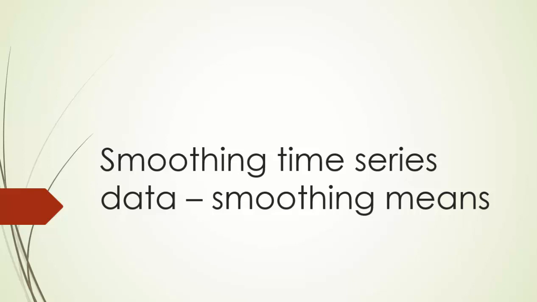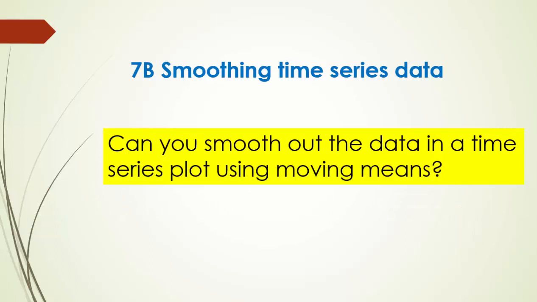In the previous lesson, we noticed that quite a lot of time series data has got irregularities. What we're going to do this time is work out how to smooth out some of those irregularities by finding smoothing means, and I'll explain what that all means. So there's your learning intention. Can you smooth out the data in a time series plot using moving means?